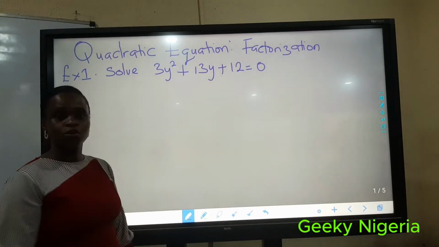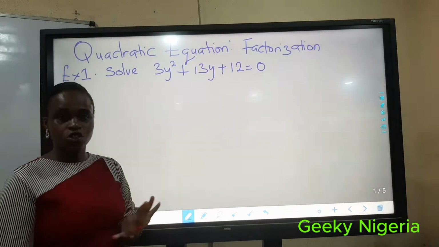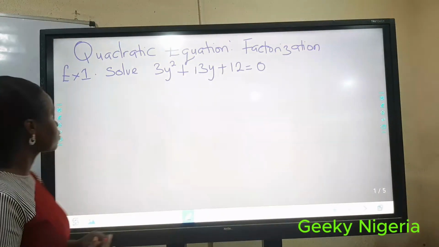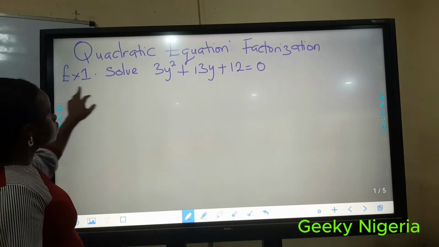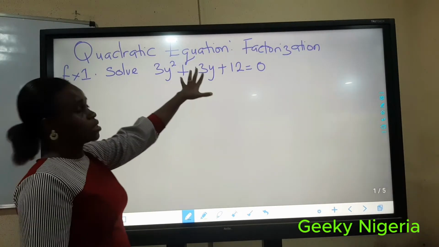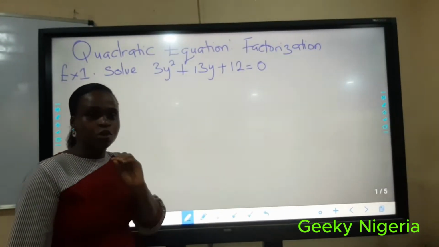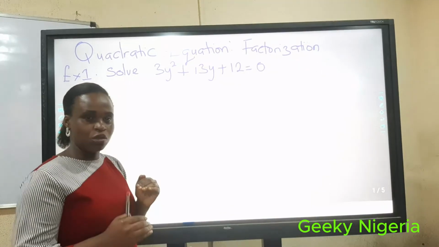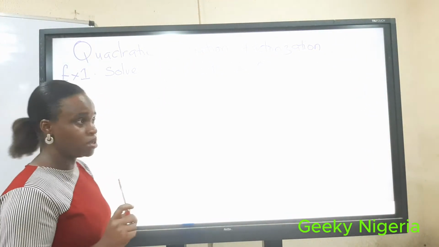Welcome once again. Today we're going to be looking at quadratic equations using the factorization method. Here's a typical example: solve 3y squared plus 13y plus 12 is equal to 0. To solve this using the factorization method, there are some steps you can follow to make it easy. So these are the steps.